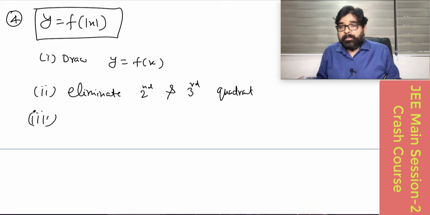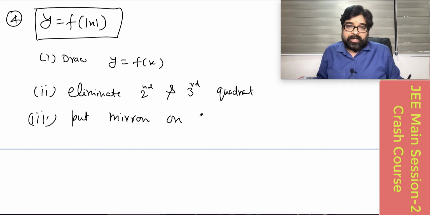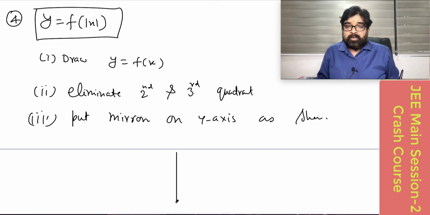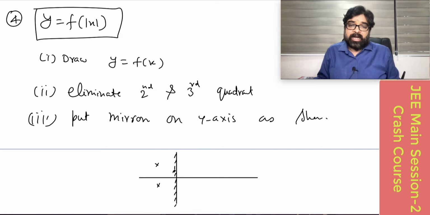Third step, put mirror on y-axis as shown. What do you have to do? First you have to eliminate second and third quadrant and then put mirror here like this, so that this side graph will also come same here.